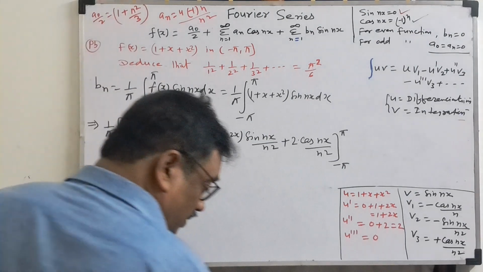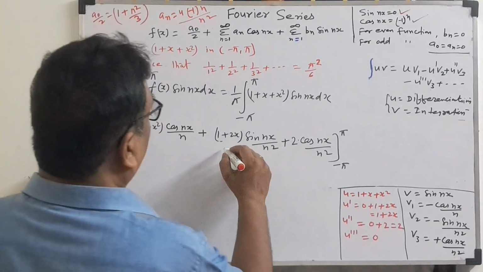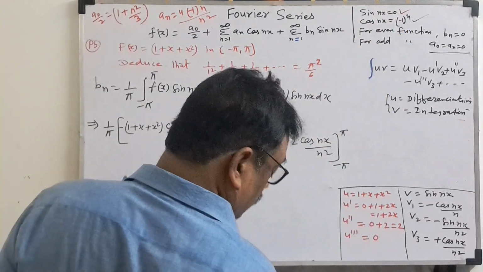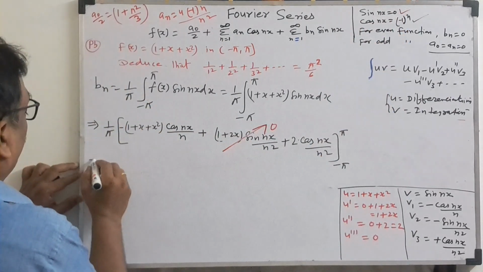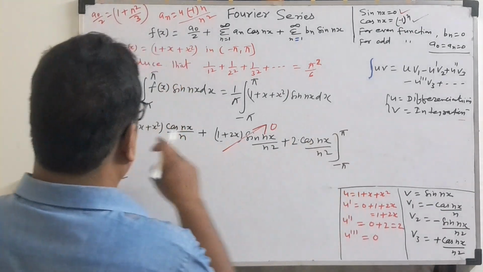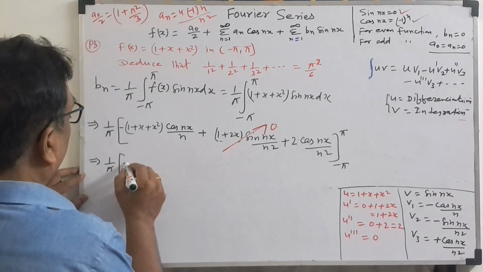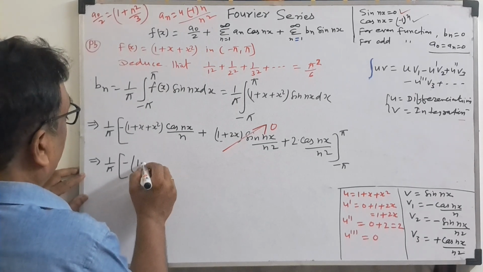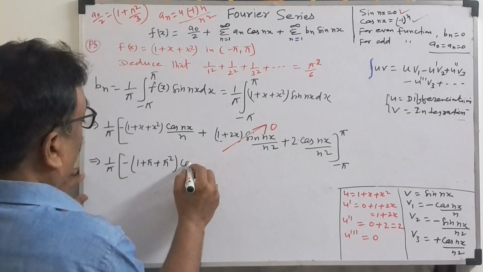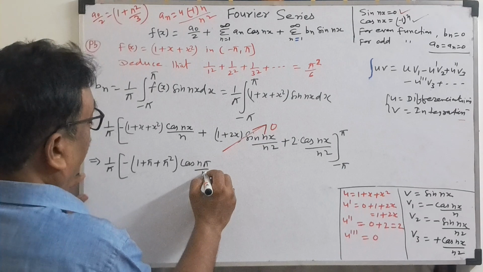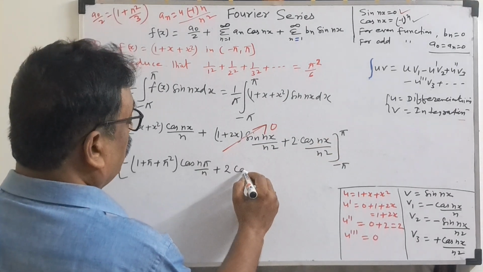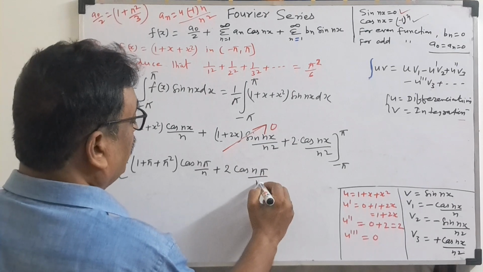Before this, are there any sine terms? Yes, a sine term is there. So the sine terms will come 0 only, due to sine n pi equal to 0. Now what is there? You write first 1 by pi. If you substitute minus pi here, this term is minus. 1 plus pi square cos n pi by n plus 2 cos n pi by n square.